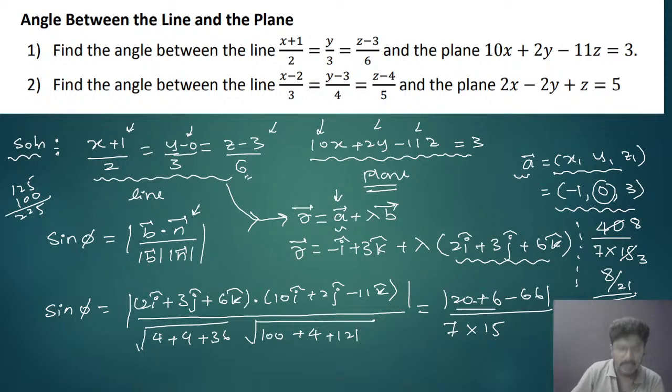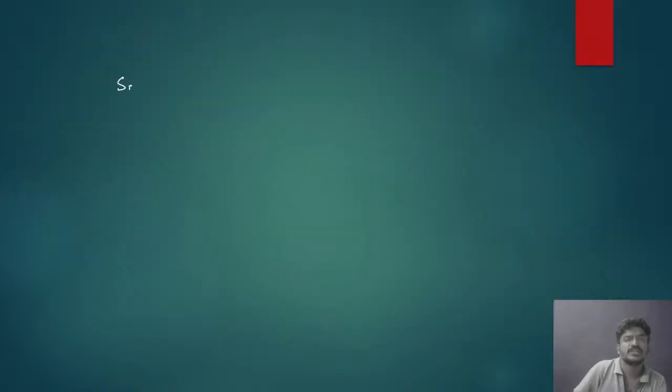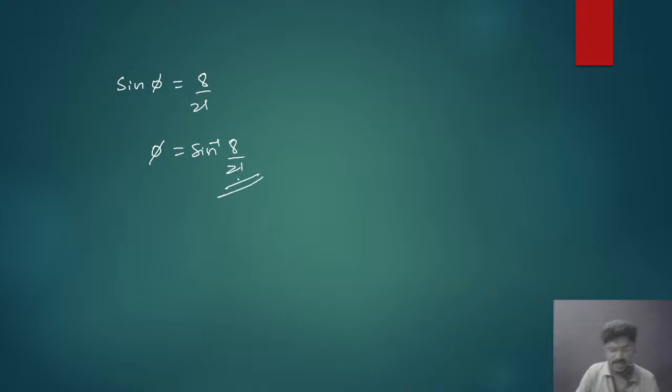Now you got sin phi equal to 8 by 21, or phi equal to sin inverse of 8 by 21. This is your final answer.